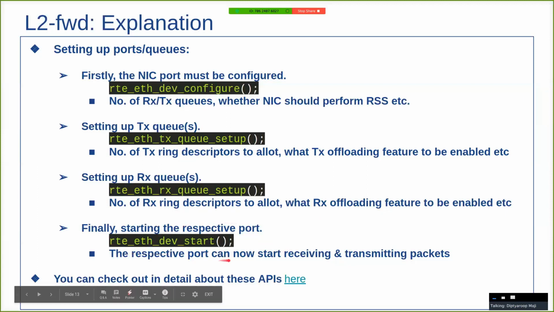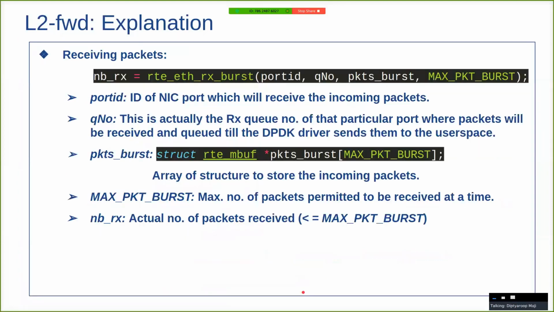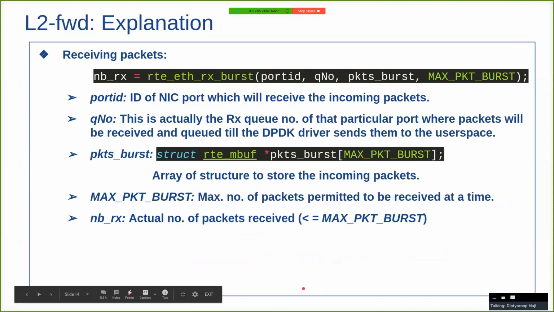This port can now start receiving and transmitting packets. Once we call this API, when the NIC receives packets, we can transfer those packets to the user space, and we can also send packets from user space to outside via the NIC. You can check out these APIs in detail in this link, and we'll now move on to the APIs provided by DPDK for actual receiving and transmission of packets.